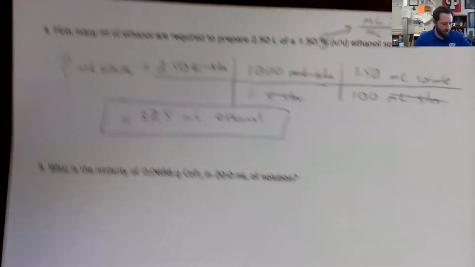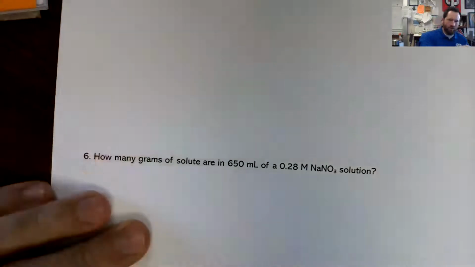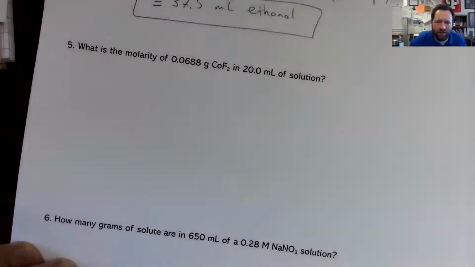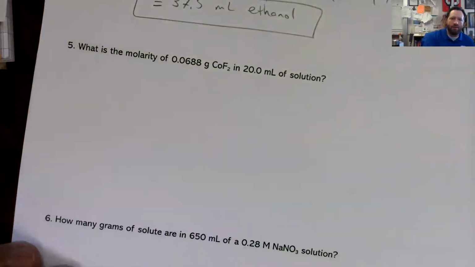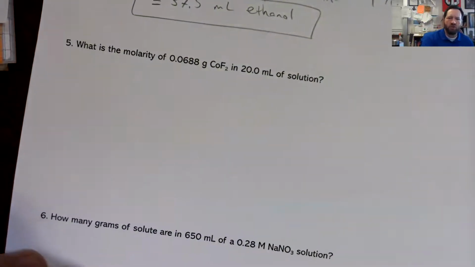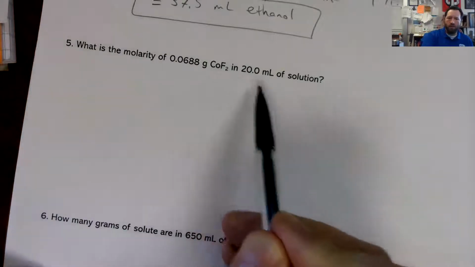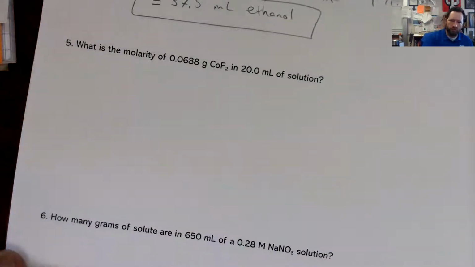All right, moving right along. Number 5. Not too high. Come on back. There we go. What is the molarity? We got a molarity question of 0.00688 grams of cobalt fluoride in 20 milliliters of solution.